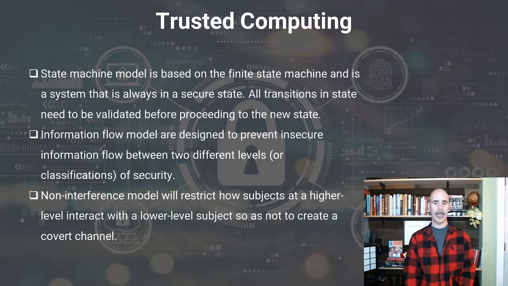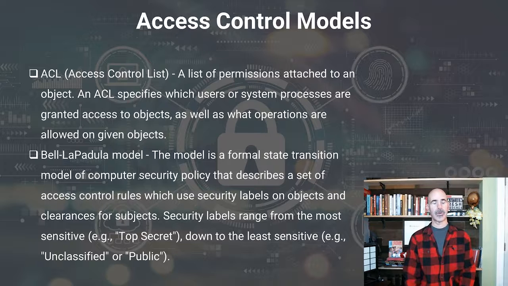The information flow model is designed to prevent insecure information flow between two different levels. When we're talking about levels, we're talking about the classification levels. The non-interference model will restrict how subjects at a higher level interact with lower level subjects so as not to create a covert channel.